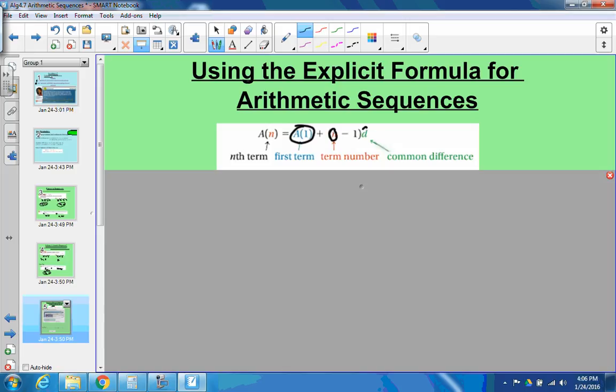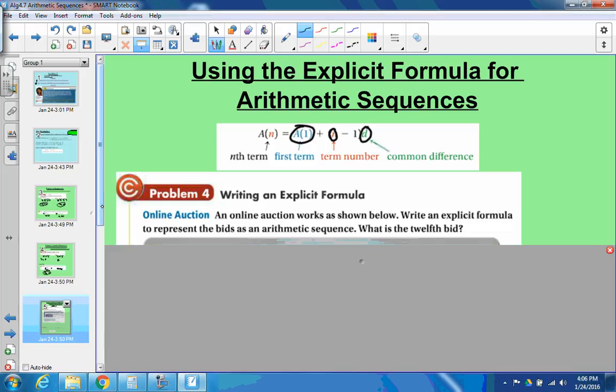And the d is another thing we plug in for. The d is going to be the common difference. So if you know it's going up by 5 every time, we're going to multiply at the end by 5. If it's a -5 difference, we multiply by -5. So I'll show you how that works.